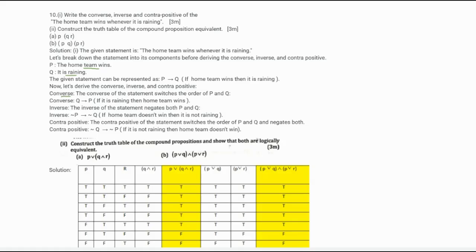Now we need to find the converse. What is the converse? The converse of the statement switches the order of P and Q. So it will be the reverse of P and Q. So Q implies P. If it is raining, then the home team wins.